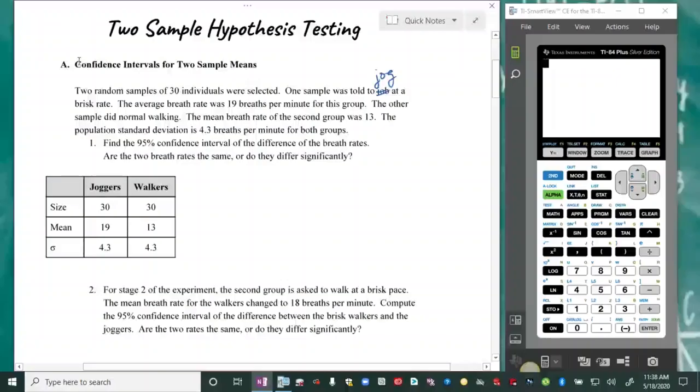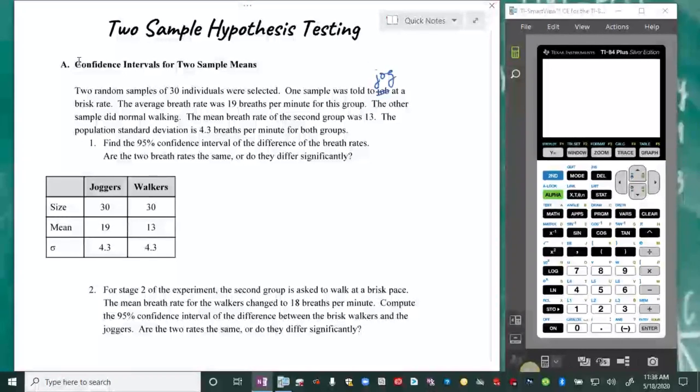We're going to take a look at two-sample hypothesis testing, starting with a confidence interval for two-sample means. This is going to give us a way of setting up two different statistical values so that we can actually test them as one. In this first example, we have two random samples of 30 individuals each.